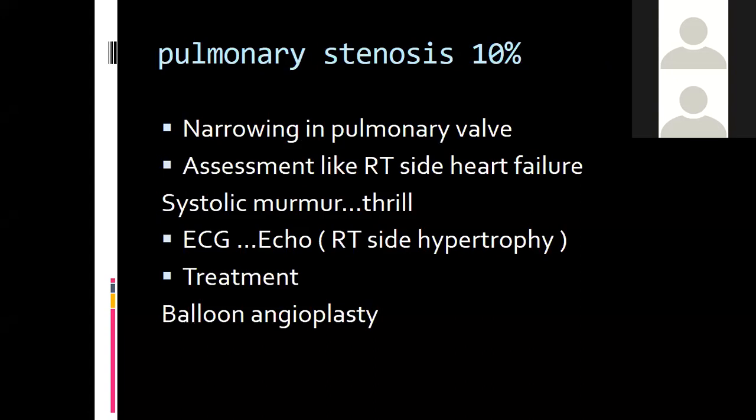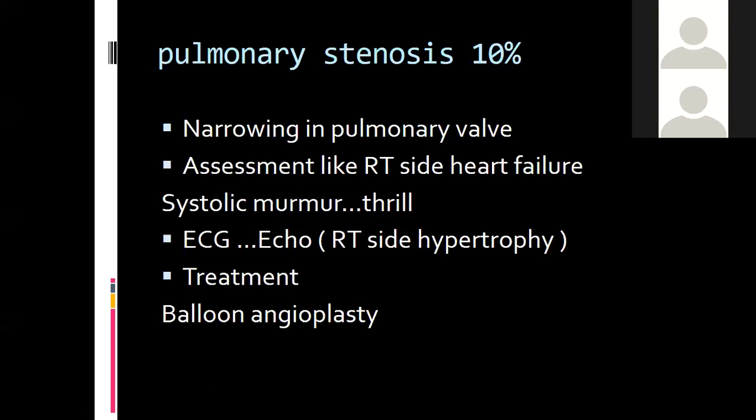On assessment of the case, it mostly affects the right side of the heart. There can also be failure of the right side of the heart, and an abnormal heart sound is produced, characterized by a systolic murmur and thrills, which are easily audible on the chest with the help of a stethoscope. On ECG, electrocardiography, and echocardiography, the right side of the heart can show hypertrophy.